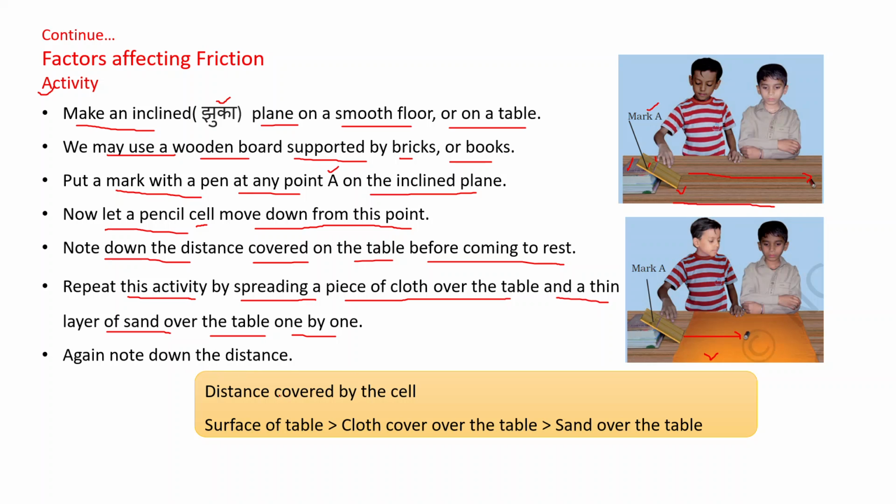Then we will observe that the distance covered by the cell is maximum when the surface of the table is bare. That is, no cloth and no sand is there. When we put a cloth cover over the table, the distance covered by the cell is less. And when we put a thin layer of sand over the table, again the distance covered becomes further less.